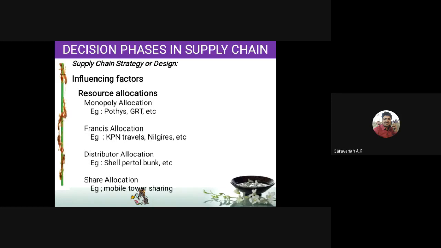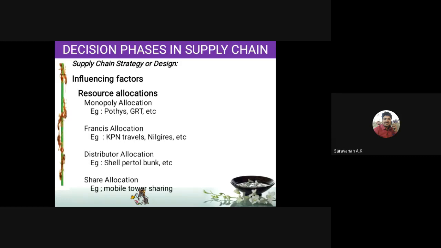The bunk, what is the dimension, what should be there, how the structure should be, what should be the topology, everything is given by the main head office, that is Shell. They have to follow what they are saying. This is what we call distributor allocation.